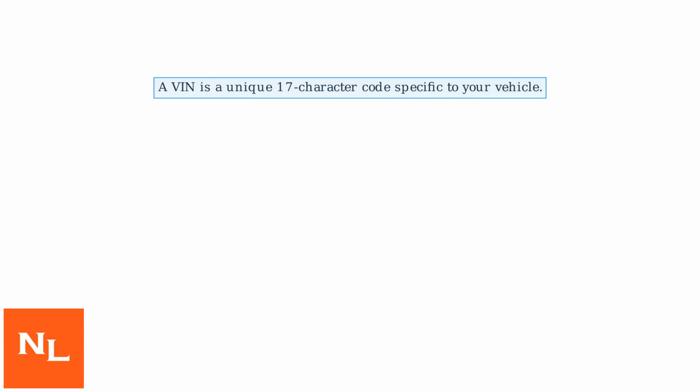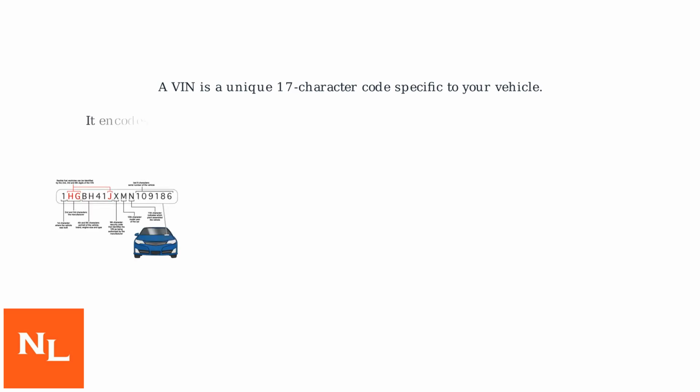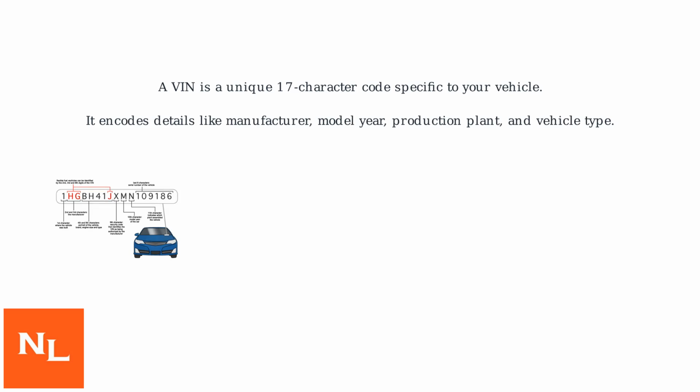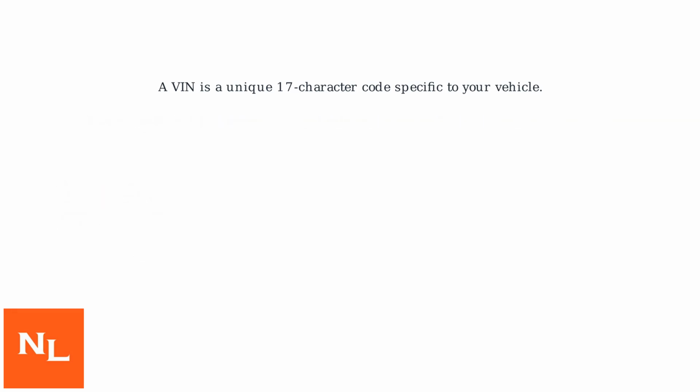Let's get started. A vehicle identification number, or VIN, is a unique 17-character code assigned to every vehicle manufactured. This code serves as the vehicle's fingerprint, containing encoded information about its manufacturer, model year, production location, and specific characteristics. The VIN encodes specific details that help identify the vehicle uniquely. This includes the manufacturer code, vehicle type, model information, and a sequential serial number.